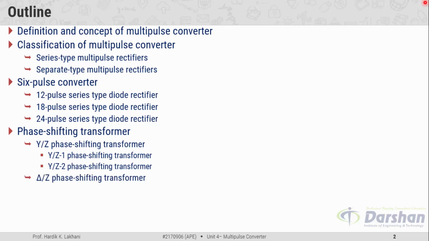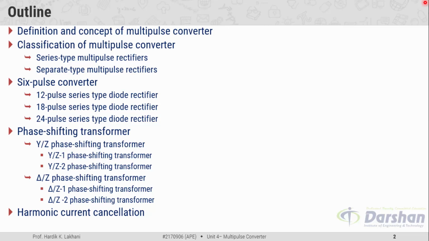If the primary winding of the phase shifting transformer is in delta manner and on the secondary side we have the zigzag fashion, then that type of phase shifting transformer is known as the delta Z phase shifting transformer. As per the above, on the secondary side, whether the zigzag 1 or zigzag 2 type of winding connection is present, these delta Z phase shifting transformers can be classified into delta zigzag 1 phase shifting transformer and delta zigzag 2 phase shifting transformer.